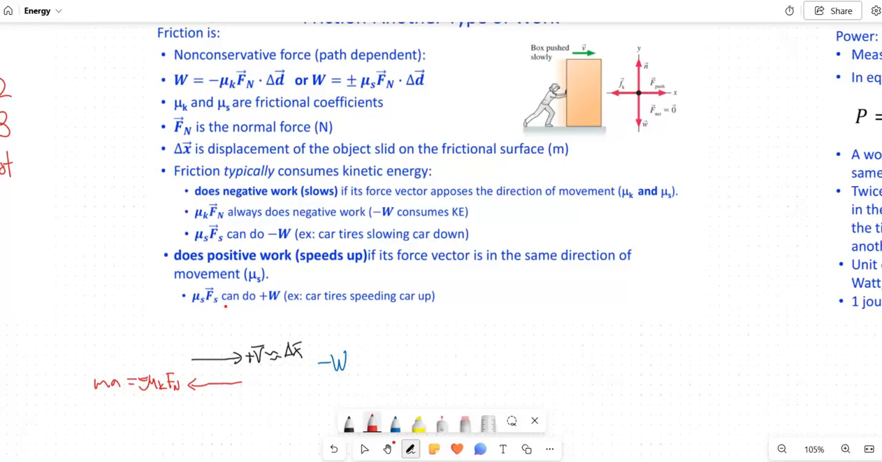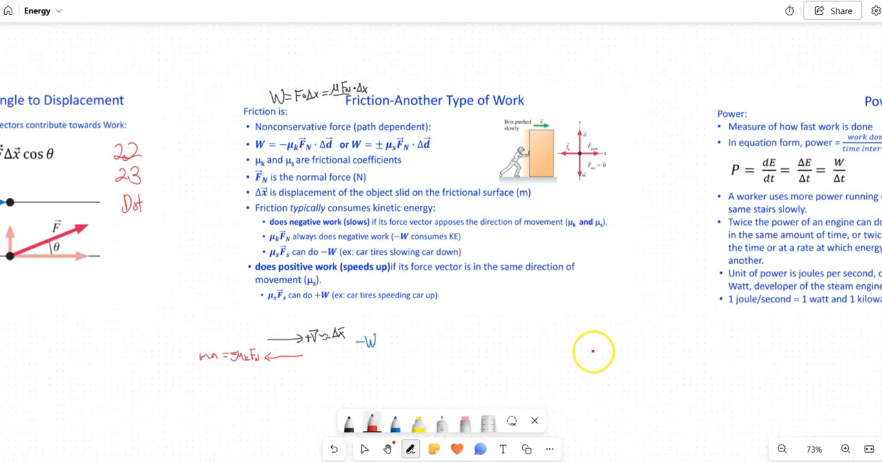Okay, so that one you have to really think about. It could speed you up or slow you down. But we are mostly going to be dealing with kinetic friction in our class. So most of the time when we talk about friction there's a rough surface, or they're going to be referring to a kinetic friction. Okay, so I wanted to point that out.